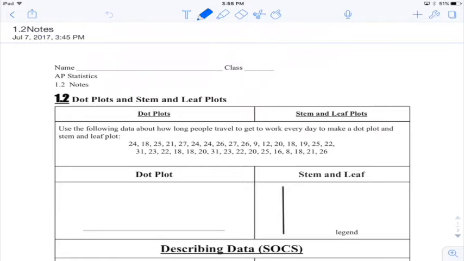So first we're going to do some dot plots and stem and leaf plots. Both of these are super duper easy. We have some data on how long people travel to get to work every day and we'll make a dot plot and a stem and leaf plot. Okay, so a lot of numbers here. If we look at our data and look at low numbers, 8 looks like a low number. And I see a 31, and that seems about it. So we need to make our scale accordingly.